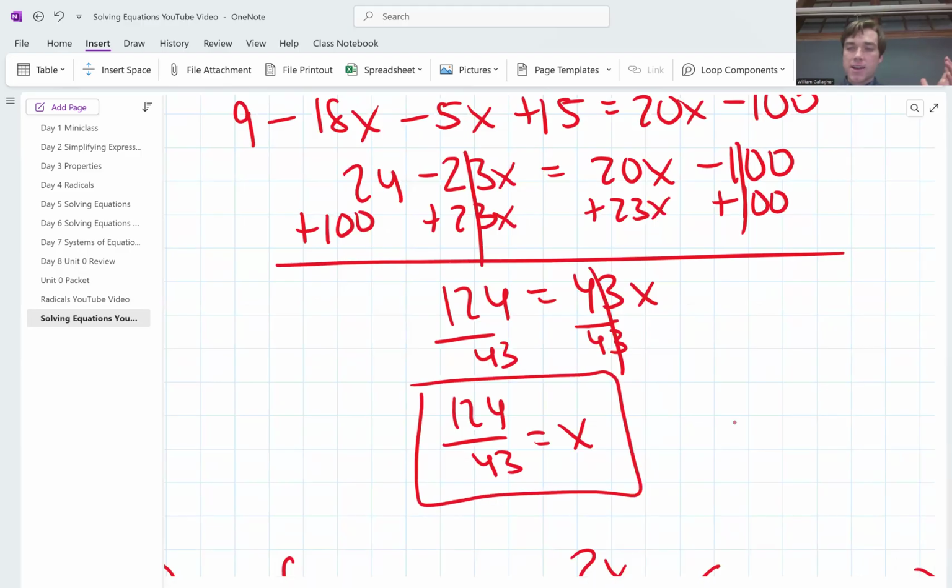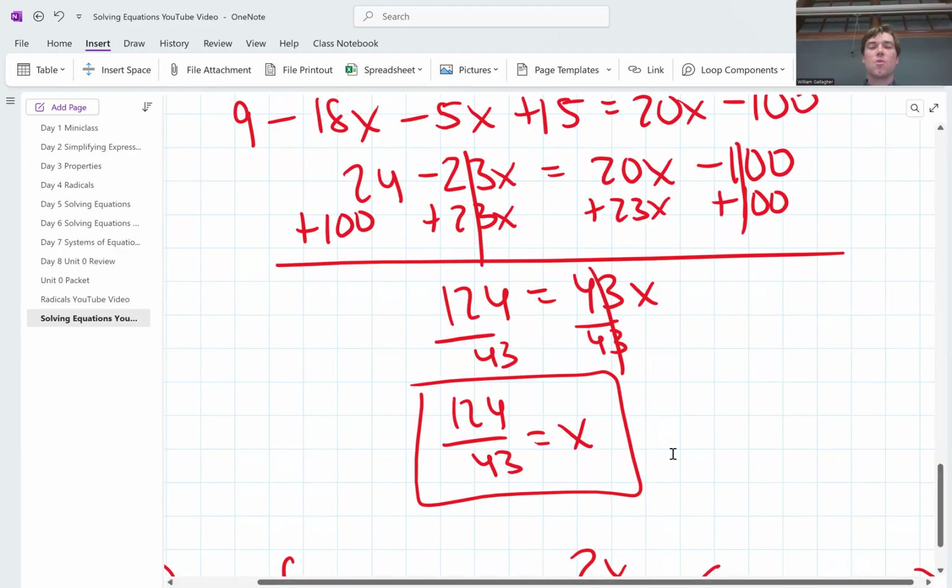Okay. Oftentimes, guys, especially freshmen year, see a fraction and they freak out. It's okay to get fractions. The only way we get more confident with them is by working with them more often. So 124 over 43 is the answer. No need to convert it to a mixed number.